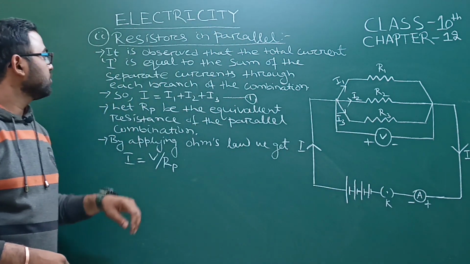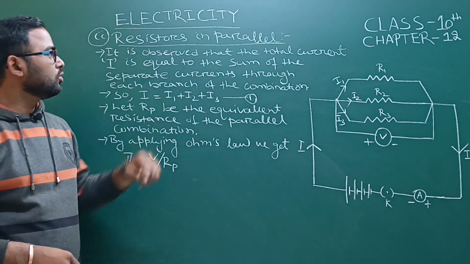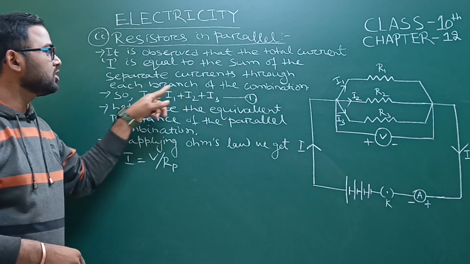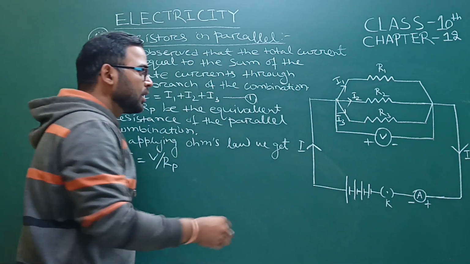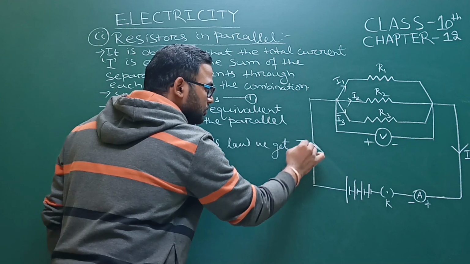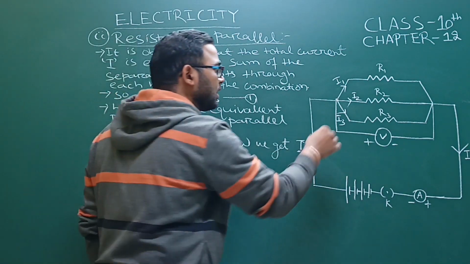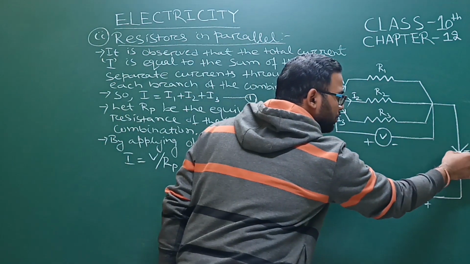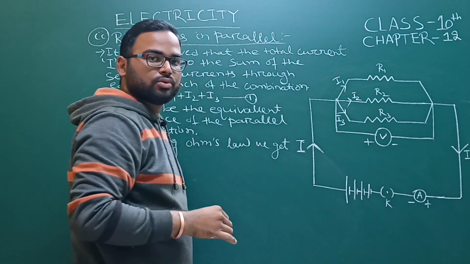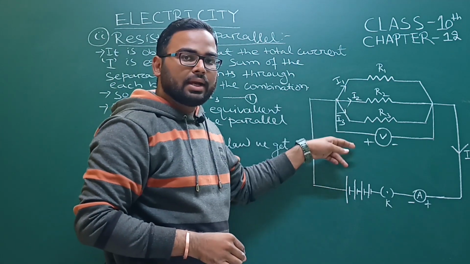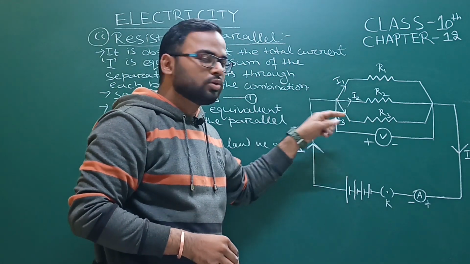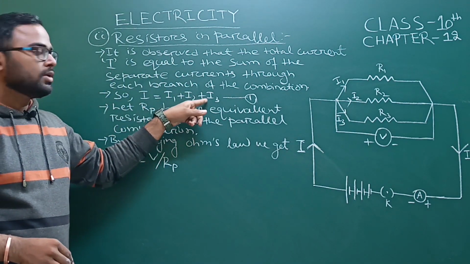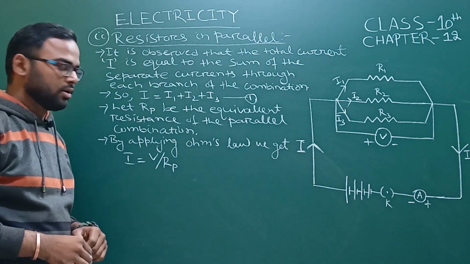It is observed that the total current I is equal to the sum of the separate currents through each branch of the combination. So the total current is I, and the current is divided into 3 parts, I1, I2 and I3. If I want to get the same amount of current I, I will simply add these, I1 plus I2 plus I3. So I equal to I1 plus I2 plus I3. This will be our equation 1.